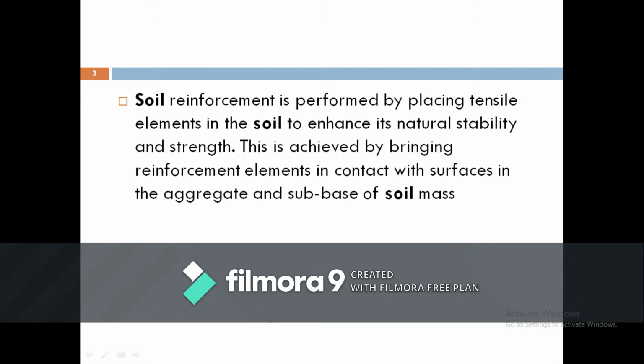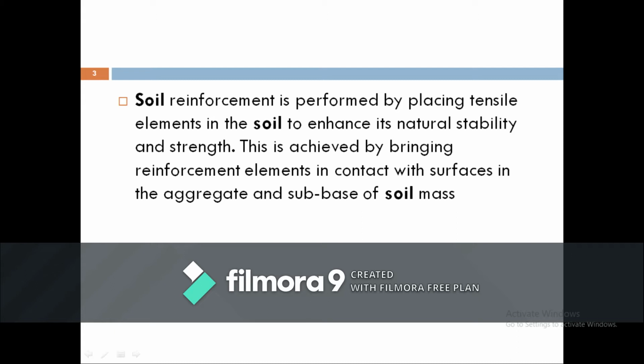When we say soil reinforcement, it means that you are going to increase the tensile strength of the soil. Right from the starting we have been saying that soil reinforcement is performed by placing tensile elements in the soil to enhance its natural stability and strength. So what are you doing? You are going to increase the tensile strength. How? By increasing its stability and strength. How are stability and strength increased? Because of some reinforcing elements.